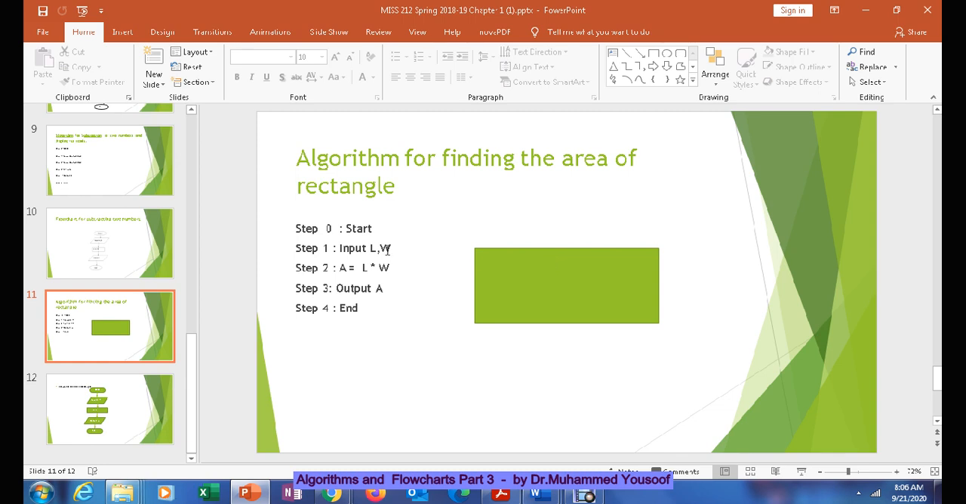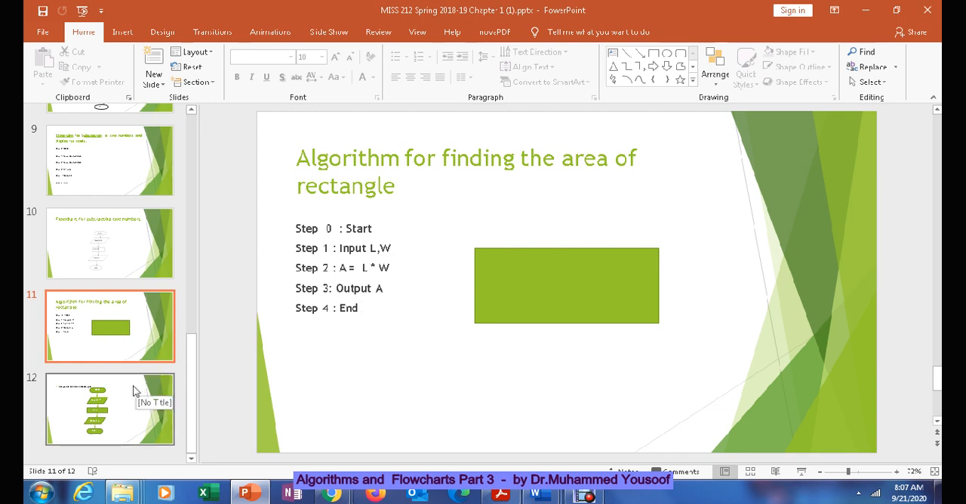So first you have to give length, L. You have to give width. These two are your inputs into the computer. After that you give area equal to length into width. Then you give the output is A. What is A? Because you multiply the two numbers, length and width. L is a variable and W is also a variable. You multiply both and store it in A. Now you want to display the value of A and you show end.